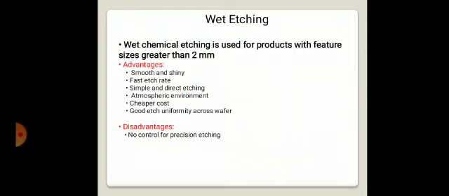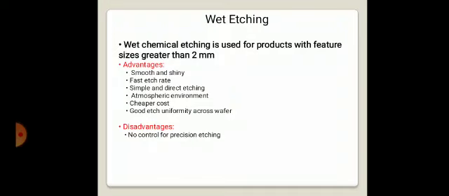The next topic is wet etching. Basically, wet etching is a process in which chemical etching is used for products whose feature size is greater than 2 mm. In wet etching, generally we use a chemical to etch a substrate or a wafer, and the product size or substrate size is always greater than 2 mm.